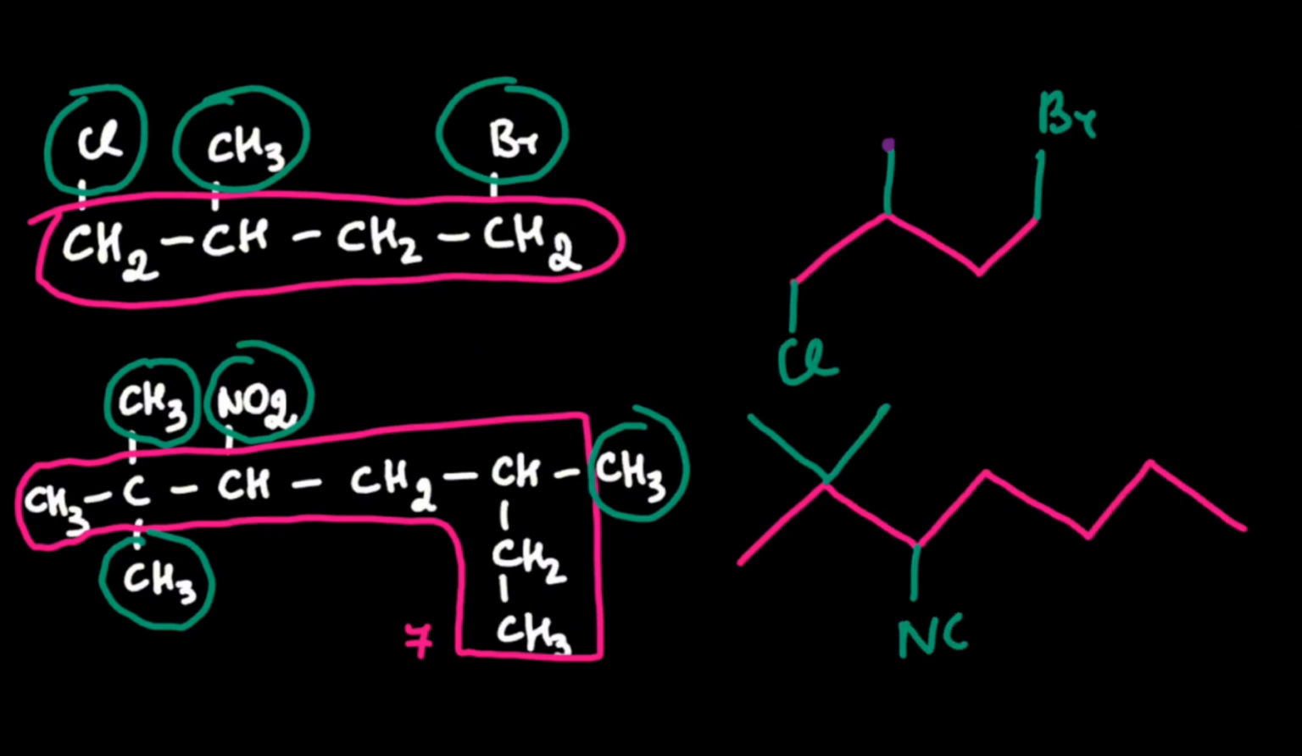Next, we add the NO2 group and another CH3 group. It's very important to place substituents on the same carbon as in the condensed formula. You can always add numbers to make it clearer.